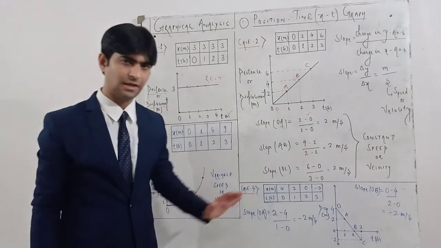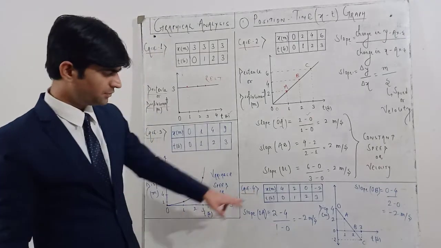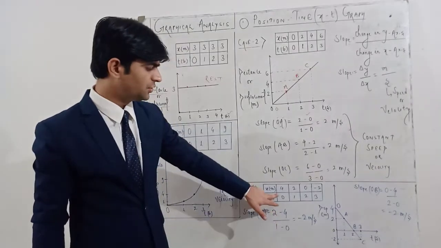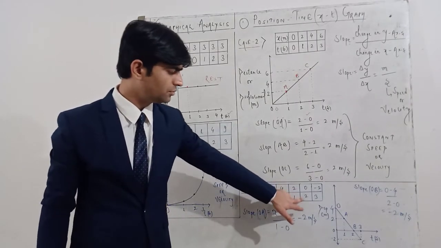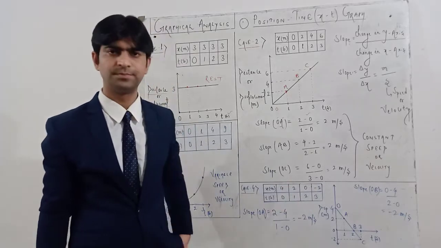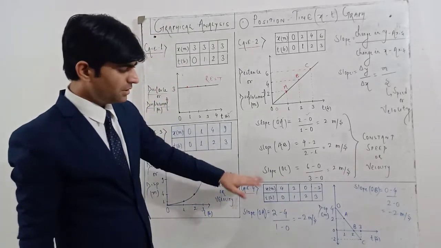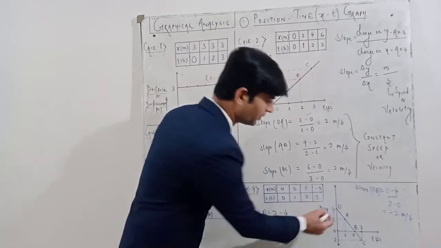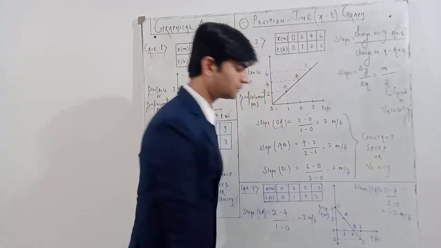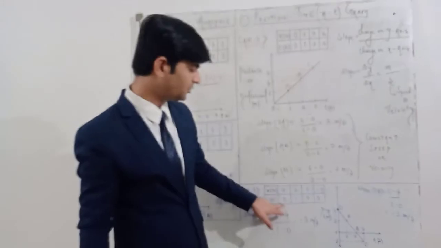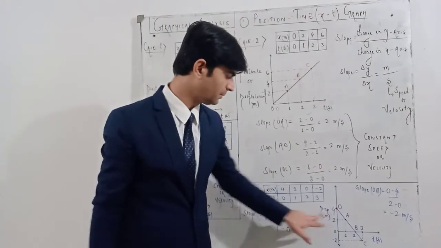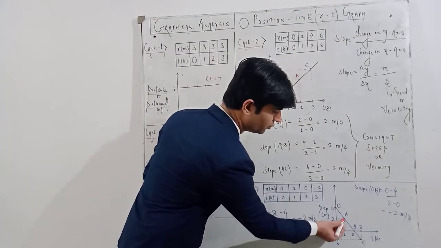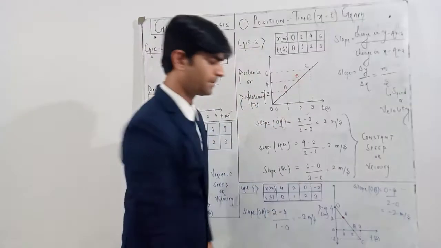केस नंबर 4, द लास्ट केस. इफ यू सी द डेटा, टाइम इंटरवल इज सेम 0, 1, 2, 3. 0 पे 4, 1 पे 2, 2 पे 0, 3 पे -2. So if you plot this graph, 0 पे 4 था, मतलब 0 सेकेंड पे 4, so this point you will get. At 0 second on y-axis, 4 meter. At 1 second 2 meter. This point will be there.